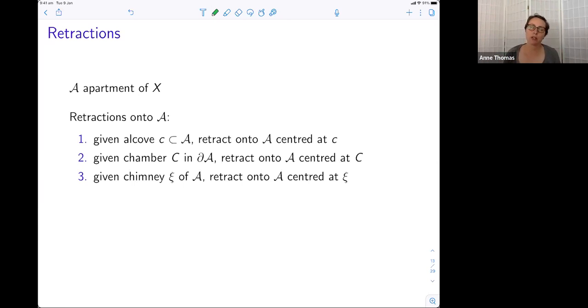Okay, so the notion of a chimney, that terminology comes from Rousseau. There's a lot of kind of bad puns in buildings theory. So you have a building and then you have something called a chimney. For Rousseau, a chimney is, inside some apartment, you have some geodesic ray, and you take what's called a convex closure of that geodesic ray, so all of the half apartments bounded by walls containing that geodesic ray. So it's some kind of strip type thing, but it might be wider than just between two walls.